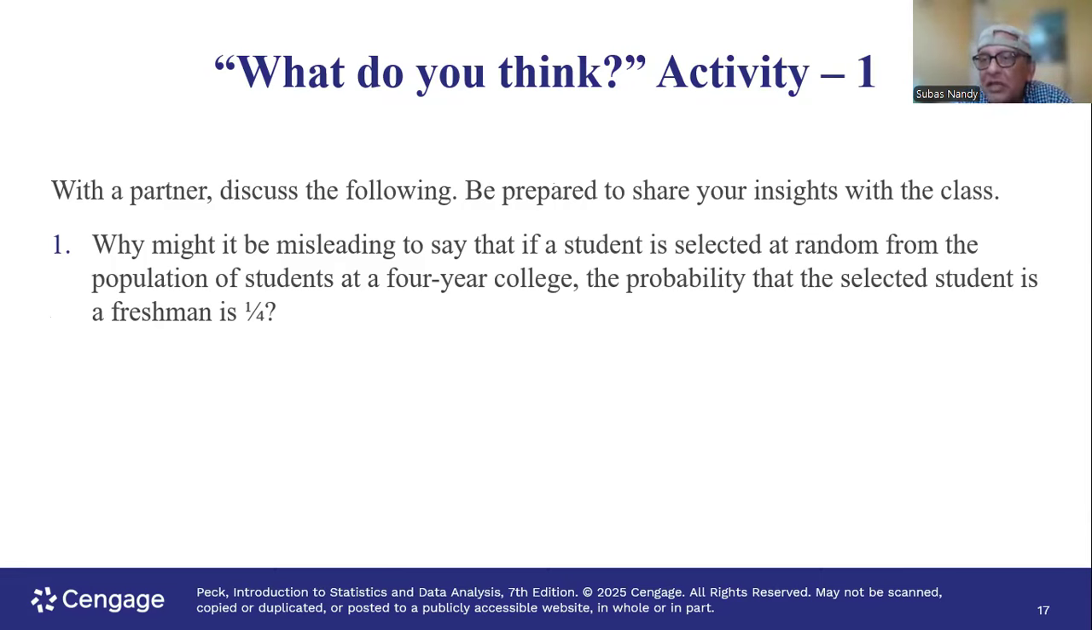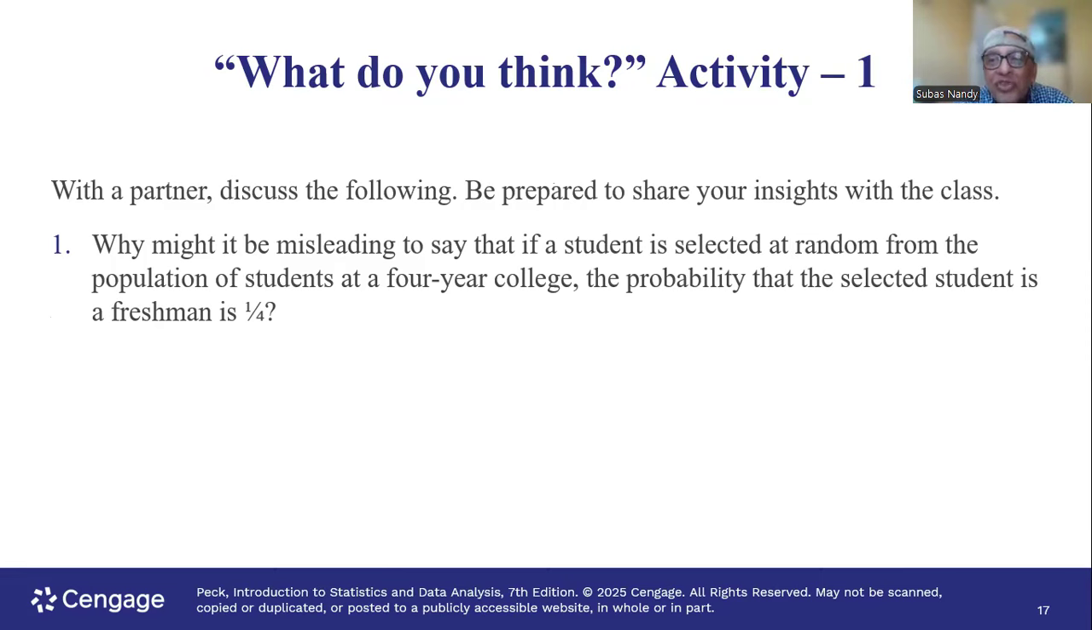What is wrong in this argument? Why is the probability of a freshman not equal to one-fourth? Why is the probability of a senior not equal to one-fourth? Because if it were one-fourth, that would mean the number of students in all of these grades, freshman, sophomore, junior, senior, are equal. That's not true. Freshmen may be higher in number, sophomore count may be lower.